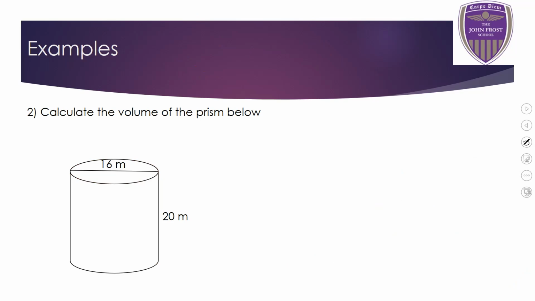Okay. Moving on, similar thing with this one then. So it's still a cylinder. We're still going to do the same thing. So area of the circle first, times by the height afterwards. So area of the circle, I'm going to write it down again. I want you to keep writing it down. The more you write it down, the more likely you are to remember.